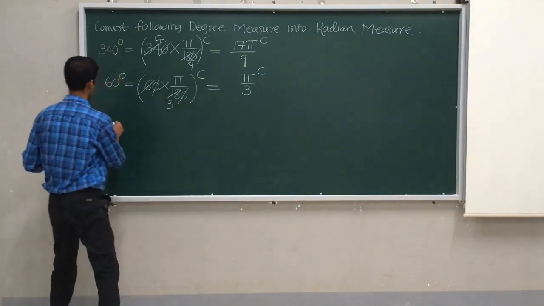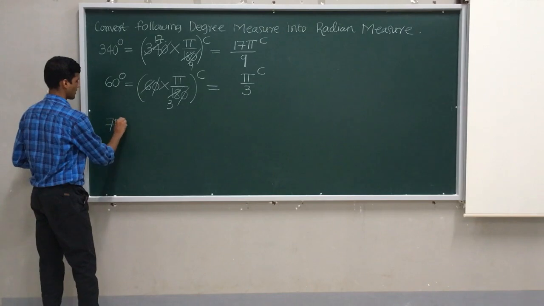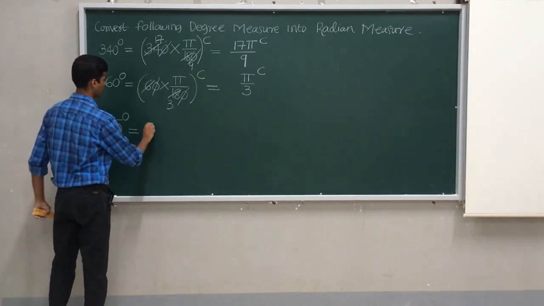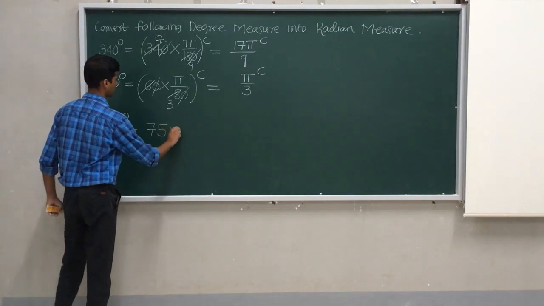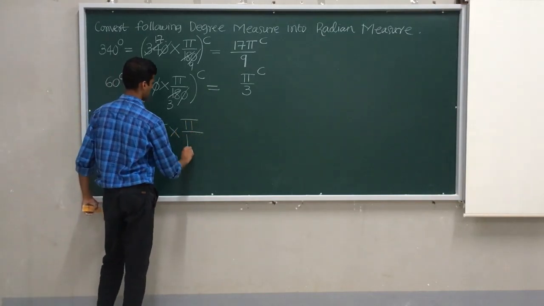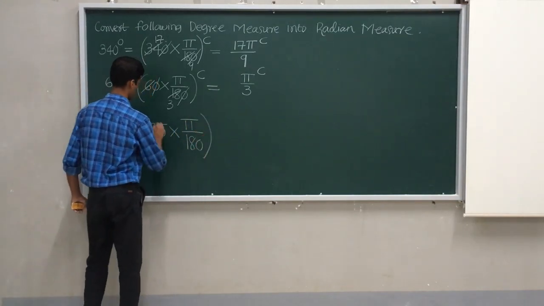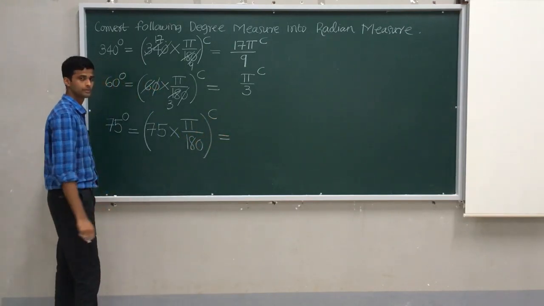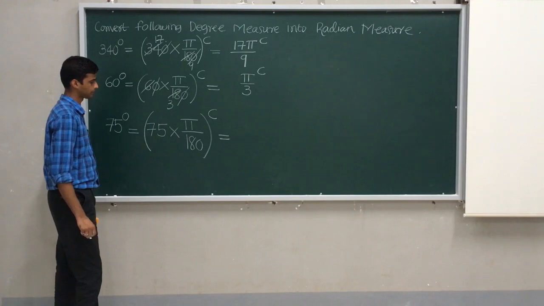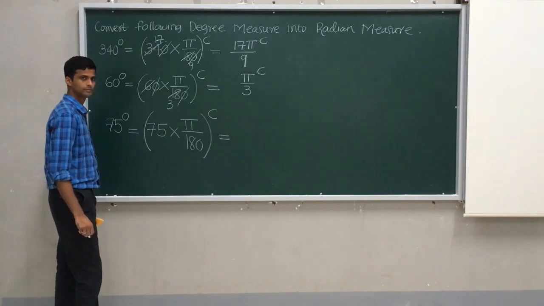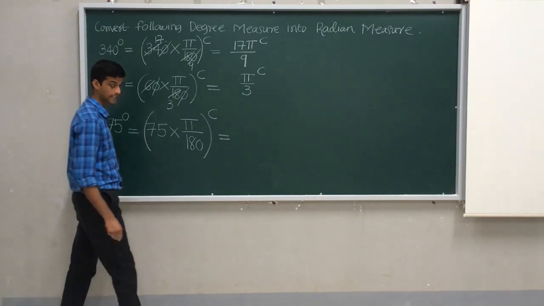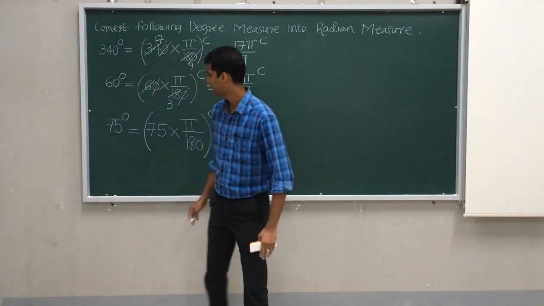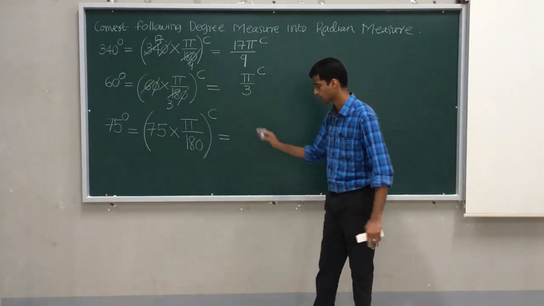Now, one more question. 75 degree. So what do we do here? Write it as 75 into pi by 180 radian. Yes. Then what do you do? So it's simplified, and you take the answer of this particular question.